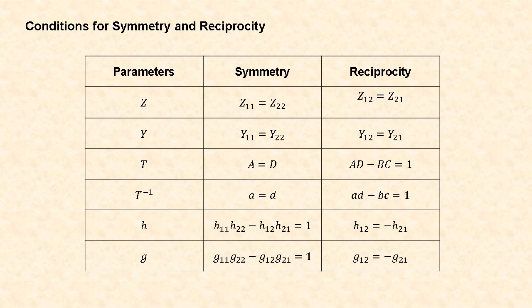And for H parameters, H11 into H22 minus H12 into H21 is equal to 1 is the symmetry condition, and H12 is equal to minus H21 is the reciprocity condition. And for G parameters, G11 into G22 minus G12 into G21 is equal to 1 is the symmetry condition, and the reciprocity condition is G12 is equal to minus G21.